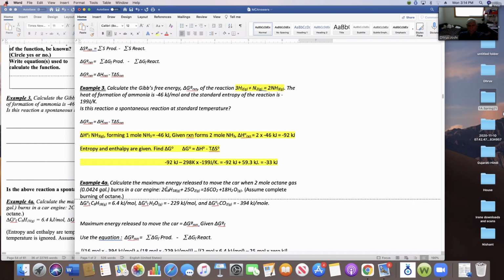Everybody knows when you are burning gasoline, it does not burn clean, meaning it does not just give out carbon dioxide and water. It also gives out other stuff that we don't want to breathe: particulate matter, material that is only partially burned, nitrogen dioxide and so on. So that's why we are saying assume complete combustion.